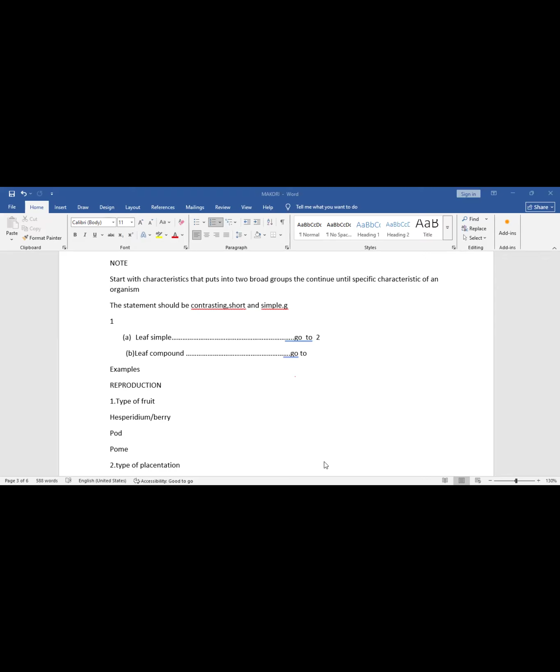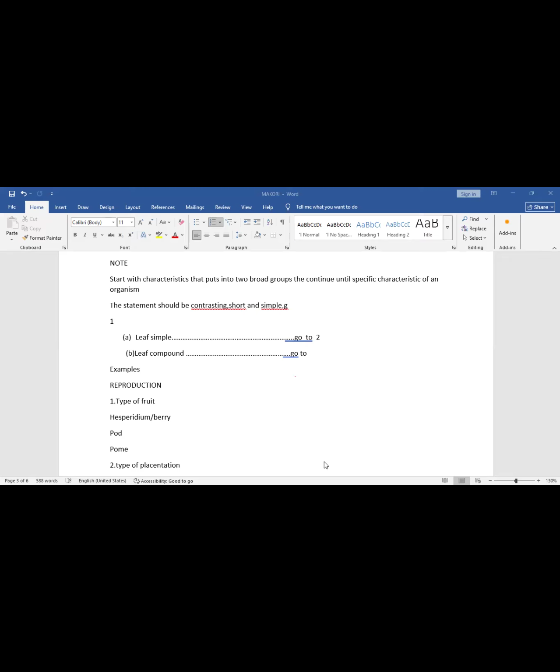In fact, what I wanted to emphasize, you have tried both. The epicarp for the berry is fleshy or succulent, but for the Hesperidium, it's hard or tough. An example of a berry is a tomato. The epicarp is the outermost layer, and it's normally fleshy. But for the Hesperidium, I can take the example of a lemon or an orange.